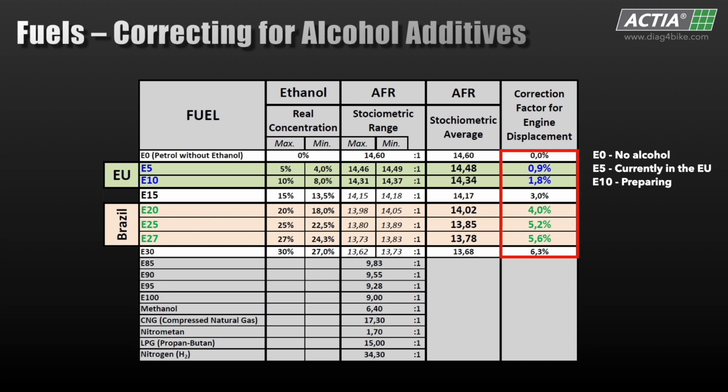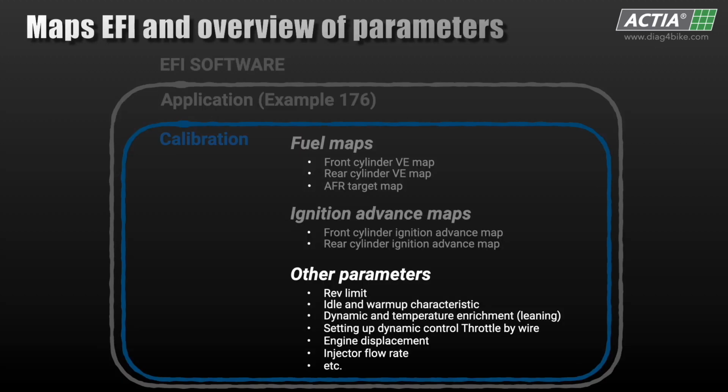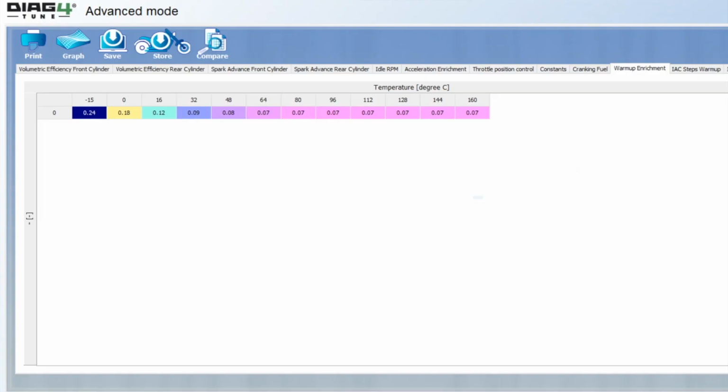To make these adjustments, we recommend using a mathematical physics trick that leaves the fuel maps numerically unchanged. We do so by applying a correction factor for engine displacement that changes the displacement by the percent listed in the table here. Finally, let's take a look at the last section of calibration called Other Parameters. A rev limiter protects the engine from damage caused by so-called over-revving. You should not increase this limit unless you can at least increase the movement speed of valves by using corresponding springs. Idle speed is controlled by the idle speed characteristic based on engine temperature.